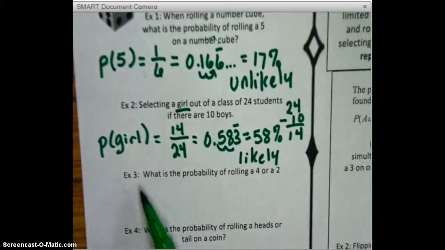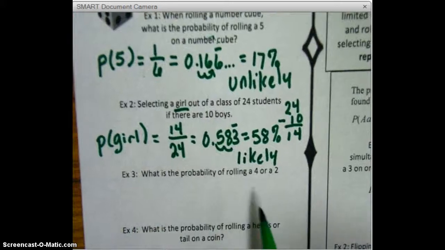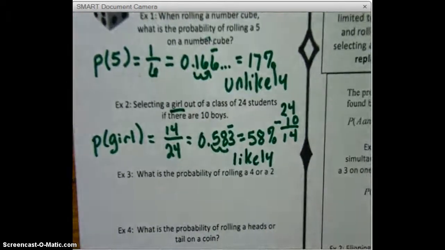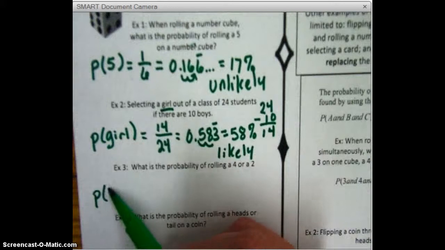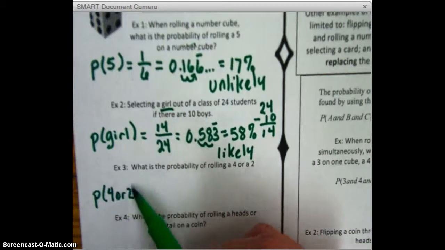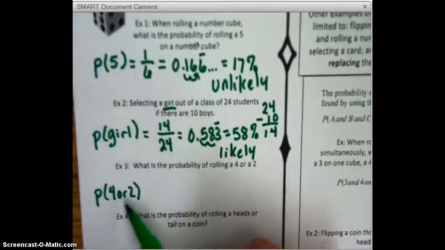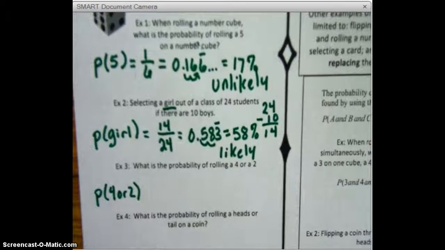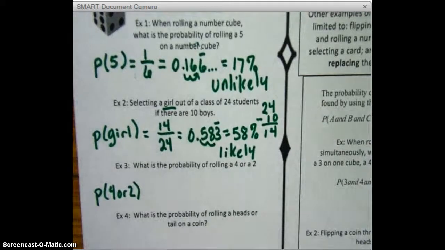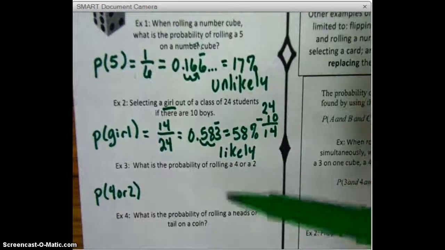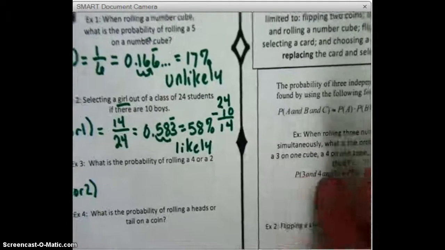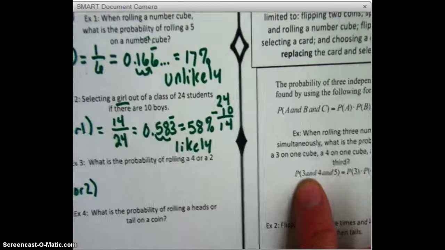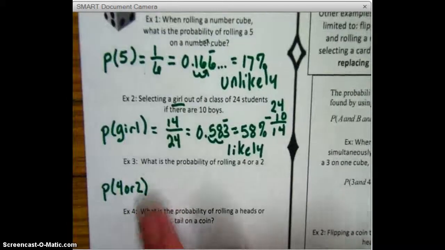Example number 3, what is the probability of rolling a 4 or a 2? Now this one might confuse a few of you. Even though there's 2 numbers here, you're not trying to pick both of them. This is why this is still a 1 event. This is a simple event. You're not trying to pull a 4 and a 2. We're going to talk about ands over here. See the word and? We're talking about pulling a 4 or a 2.